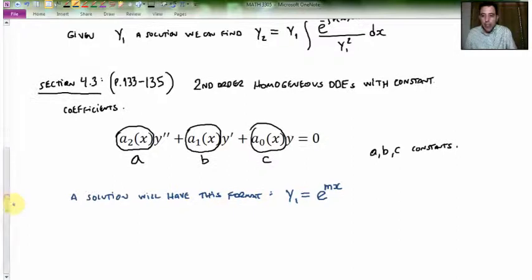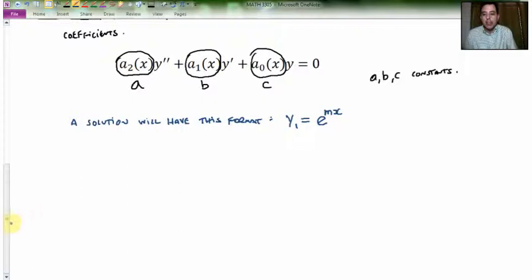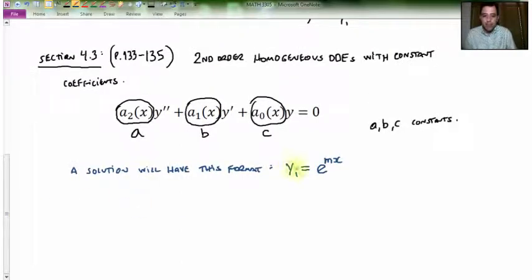Let's see what happens if the solution has this format. Then we can find all three of them, and that's what's neat. If we find two linearly independent solutions, then that's it. Any other solution will have this format. So if we plug that in, look what happens. Let's put this solution in here.